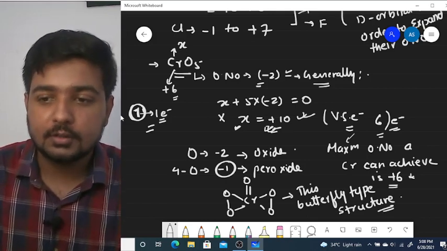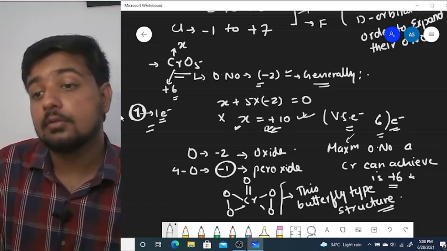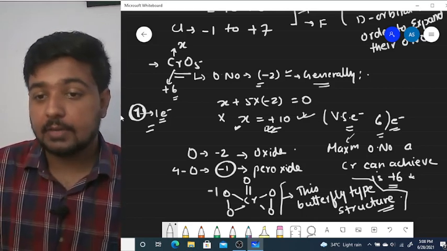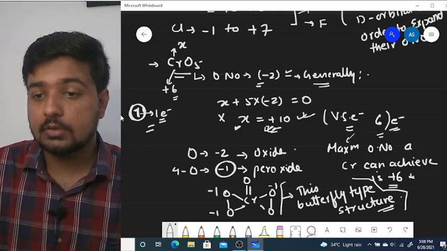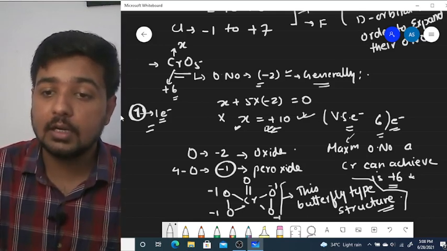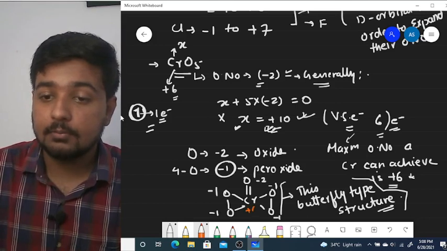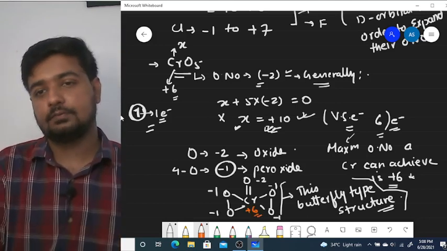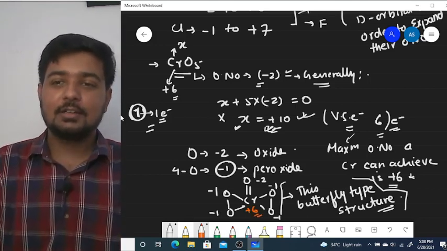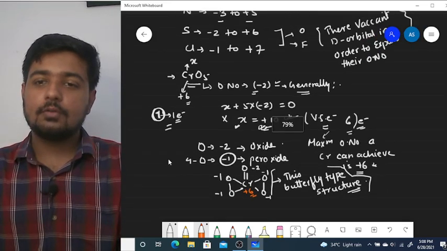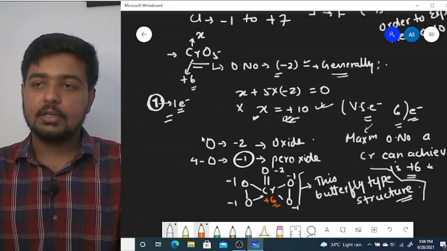Are you getting the point? This butterfly type structure: here it is minus 1, here it is minus 1, here it is minus 1, here it is minus 1, here it is minus 2, and the chromium will have plus 6 oxidation. Is it clear? So in this manner you will be able to know where to use the concept of peroxide. Is it clear?